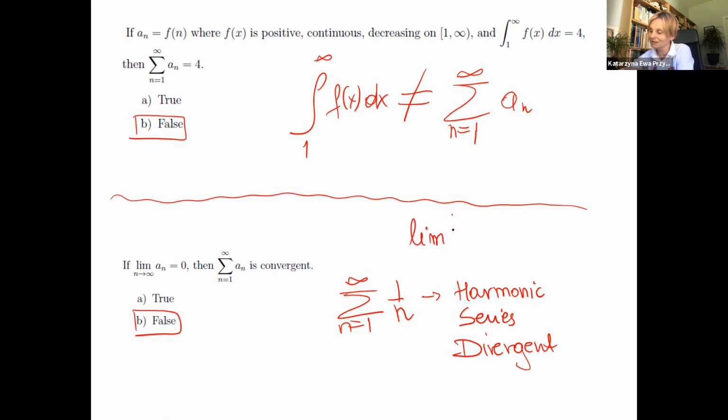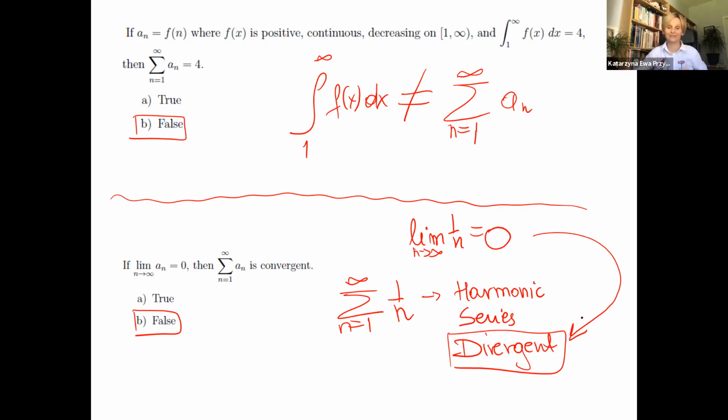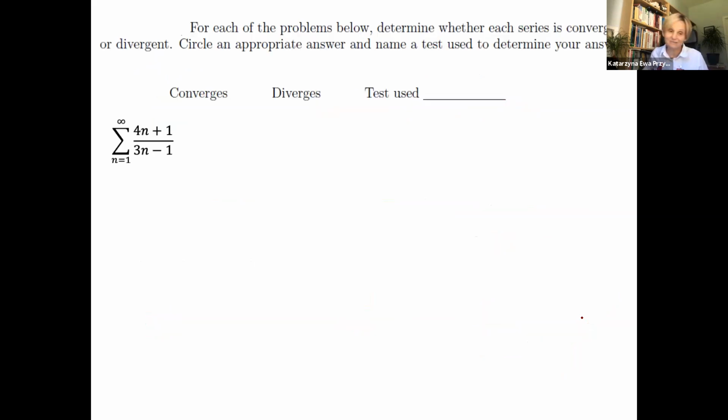And what about the limit? At infinity, the limit is 0. Limit 0, but we do have divergence. Yes, 1 over n. Thank you. Good. Looks like you're ready. Okay. What else do I have?